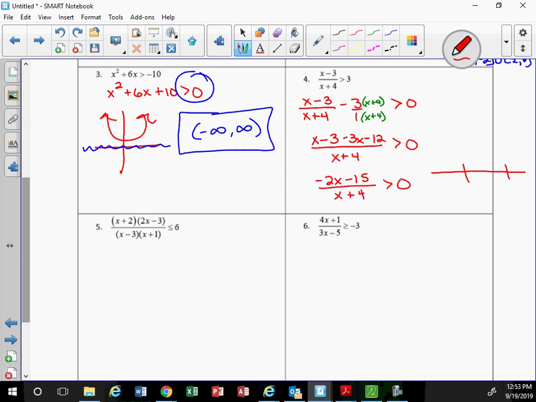So negative 15 halves. Everyone's okay with that would come before negative 4. Right? We get that? Okay. Just making sure.